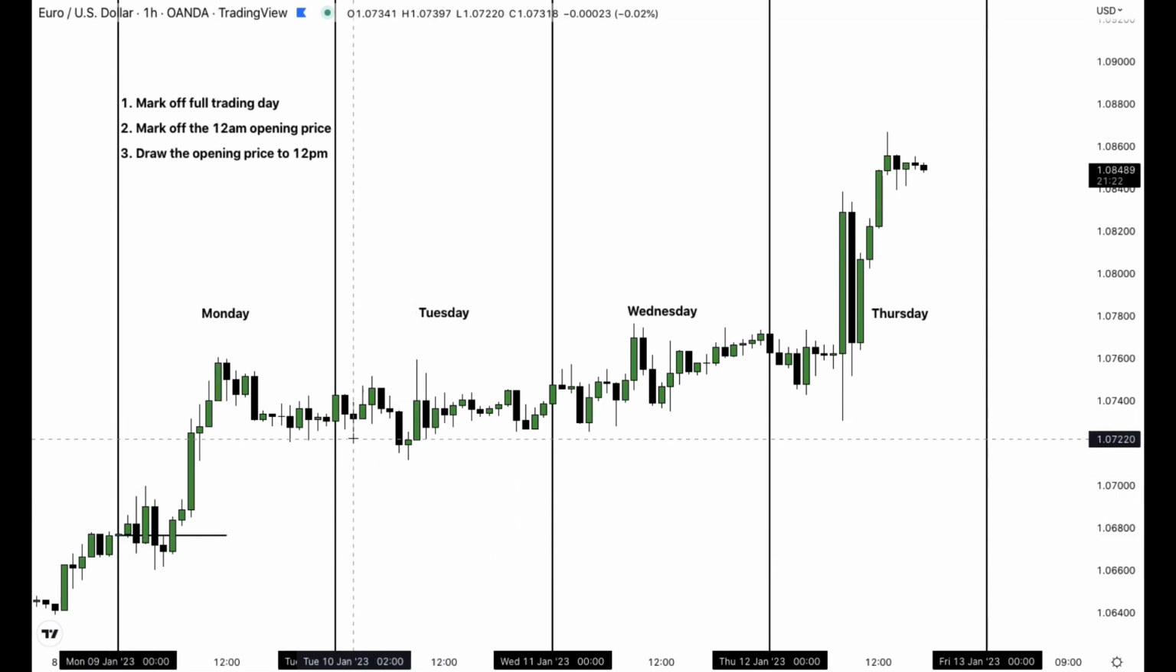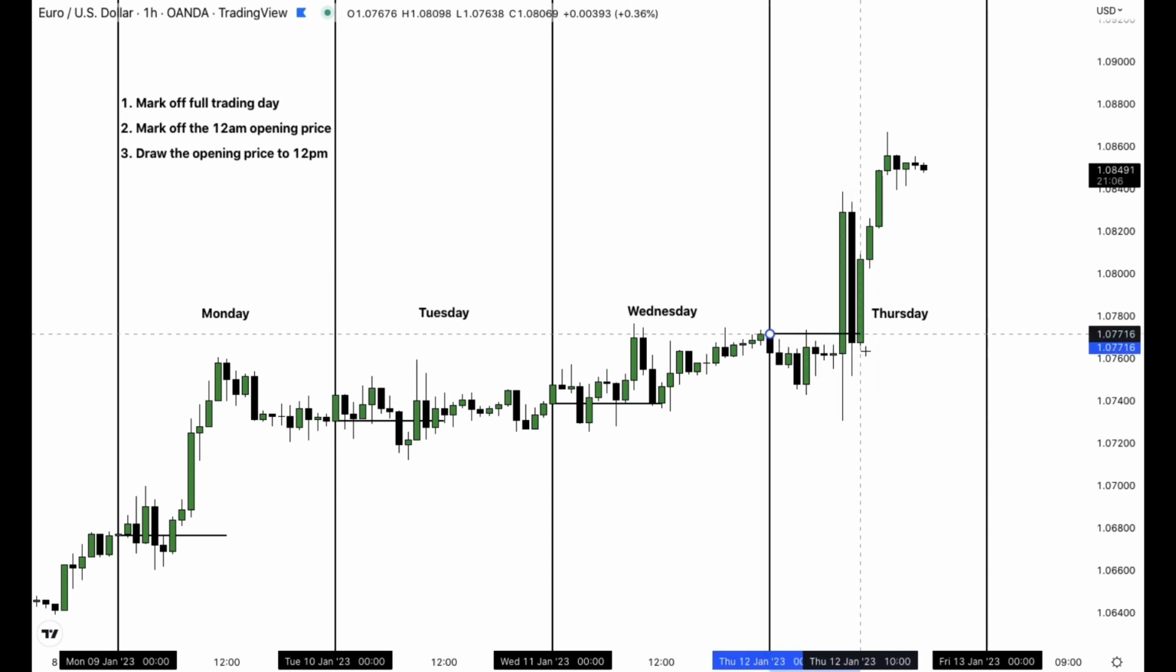Do the same thing for Tuesday. The opening price is here. I'm going to take it and draw it out to 12 p.m. Wednesday as well, the opening price is here. Draw it out to 12 p.m. in the afternoon. Likewise, Thursday, it's a down close candle, so we know the opening price is up there. We're going to draw it out to 12 p.m.